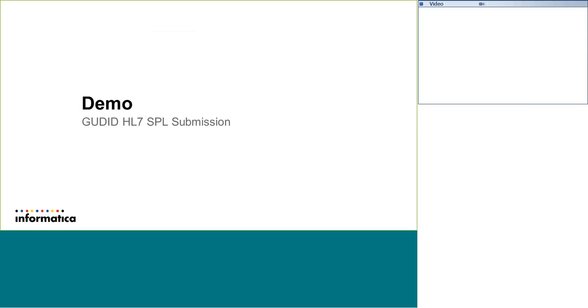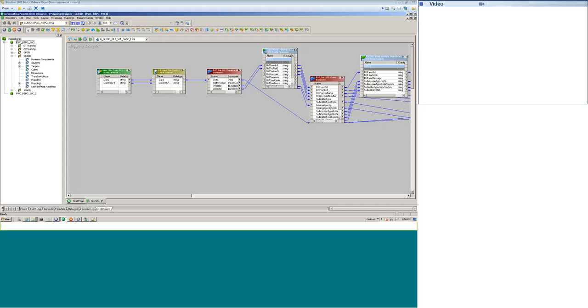Now I will demonstrate how the B2B DX Accelerator for GUDID compliance is working. This demo will focus on the GUDID HL7 SPL submission option. The GUDID Accelerator has two main mappings in PowerCenter. One mapping is capturing the technical and business logic of how to extract files and UDI information, transform it, and send it to the FDA GUDID.